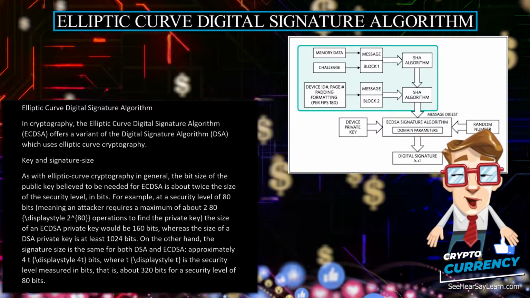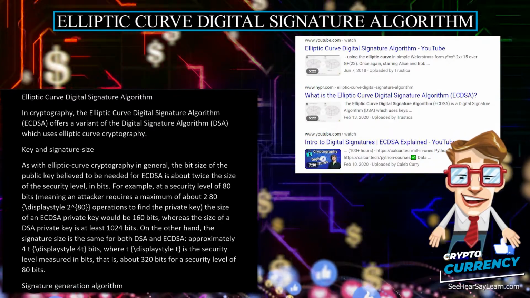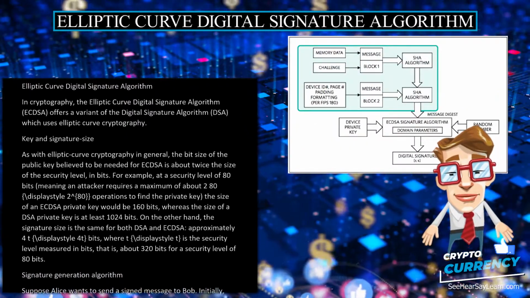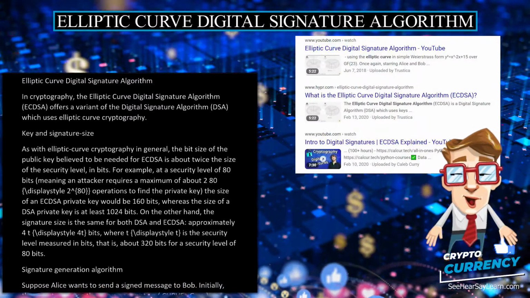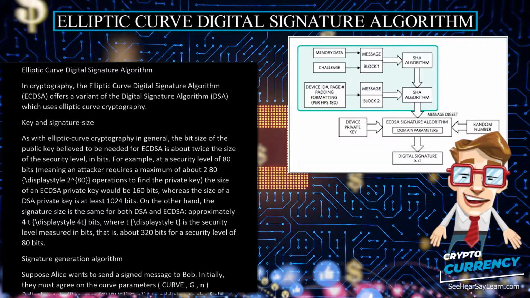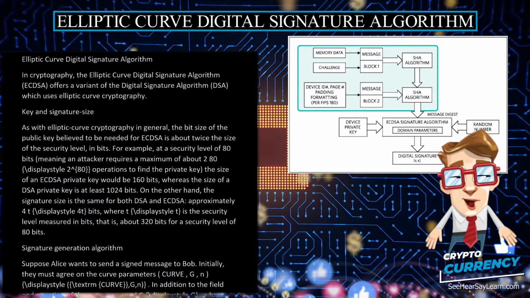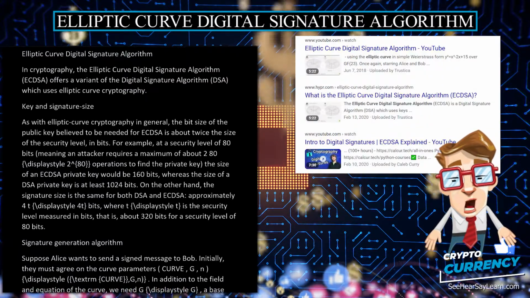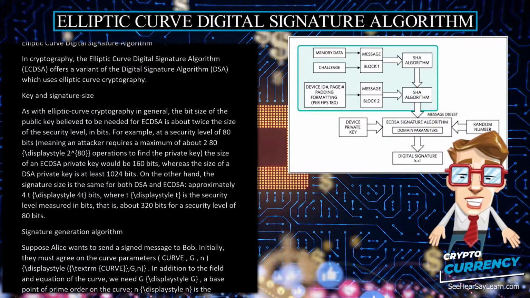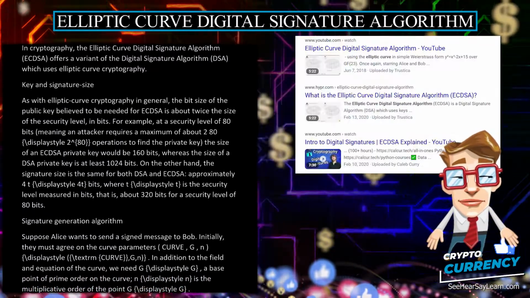As with elliptic curve cryptography in general, the bit size of the public key believed to be needed for ECDSA is about twice the size of the security level, in bits. For example, at a security level of 80 bits, meaning an attacker requires a maximum of about 2^80 operations to find the private key, the size of an ECDSA private key would be 160 bits, whereas the size of a DSA private key is at least 1024 bits.